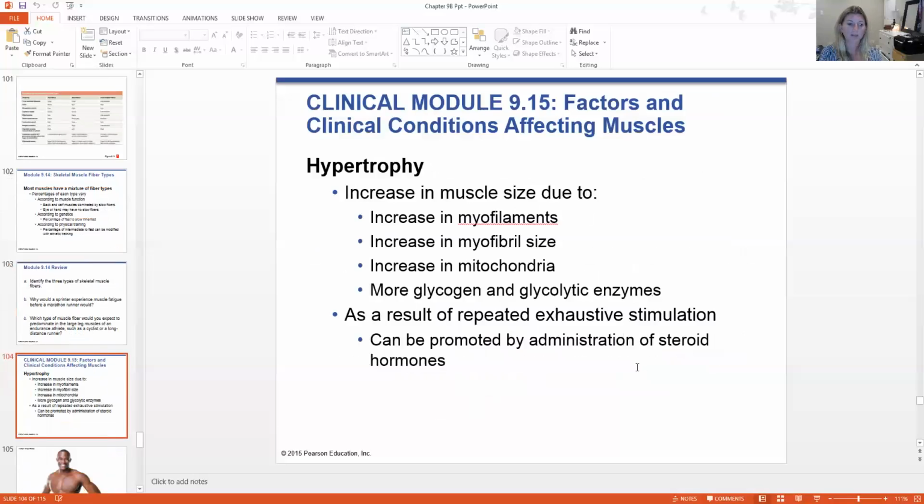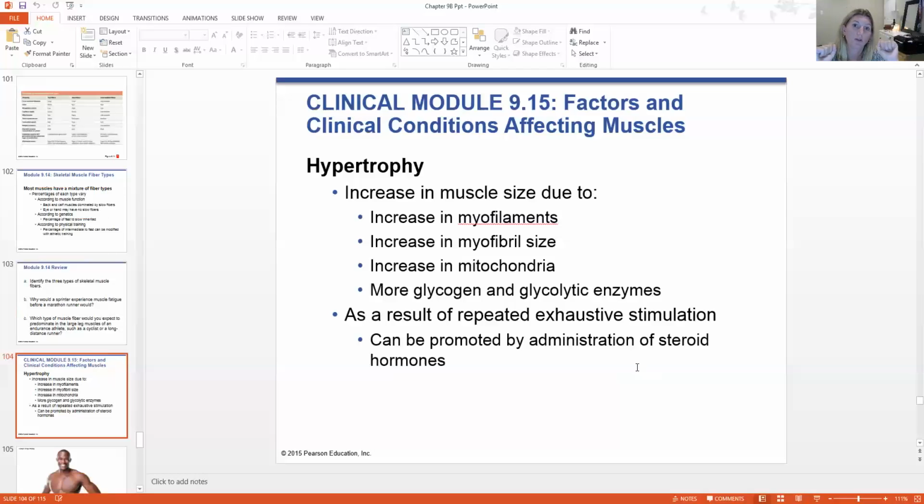Moving on, let's talk about some clinical cases with the muscular system. Hypertrophy, this is just the growing of our muscles. This is typically due to an increase in myofilaments, an increase in myofibril size, and an increase in mitochondria. More glycogen, more enzymes, etc. It's not because you're getting more muscle fibers.